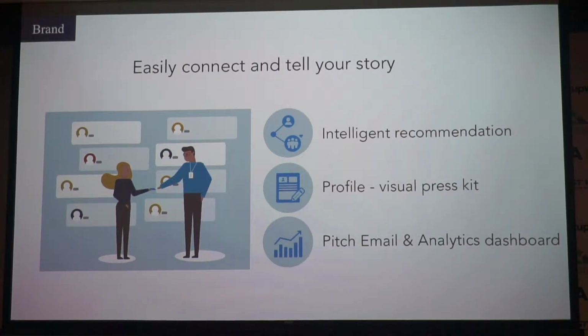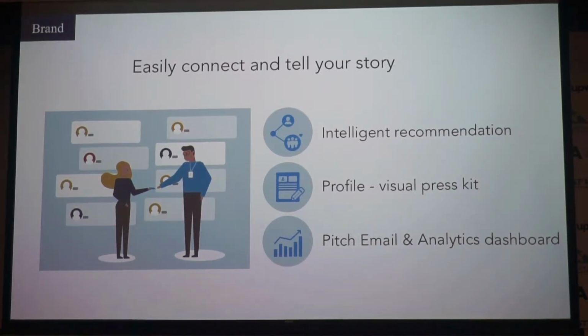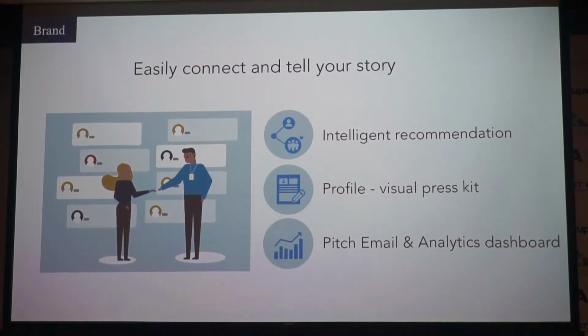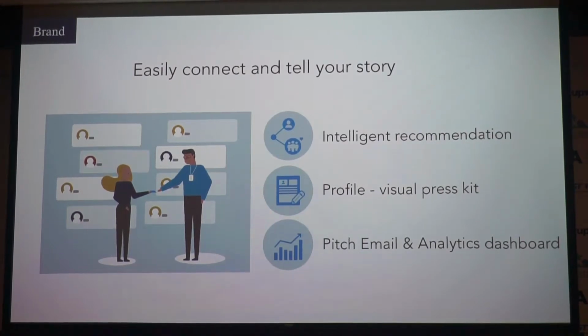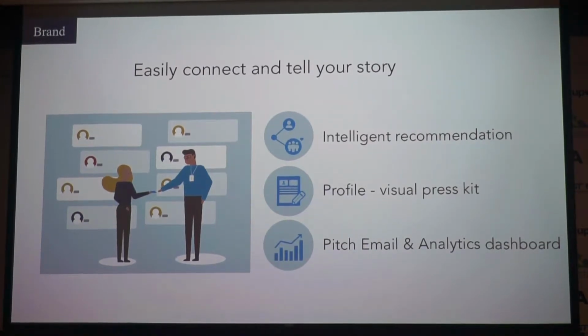First, intelligent recommendation. We have an AI model that recommends relevant journalists according to your company's category and keywords. Second, brand profile. It serves as a visual press kit for you to build impression with media. Third, pitch email and analytics dashboard. You can send pitch emails directly on our platform, and we have an analytics dashboard for you to track your outreach results and your placement quality.